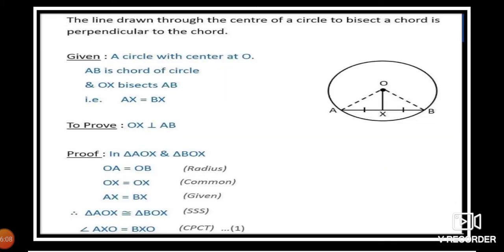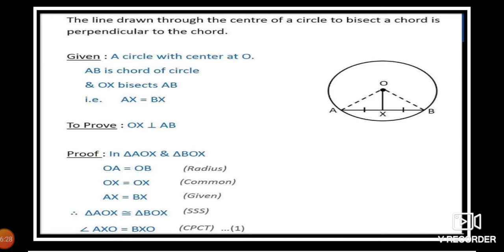Okay, next: the line drawn through the center of a circle to bisect a chord is perpendicular to the chord. Observe carefully. What is the meaning of the statement here? The line drawn through the center of a circle to bisect a chord is perpendicular to the chord.